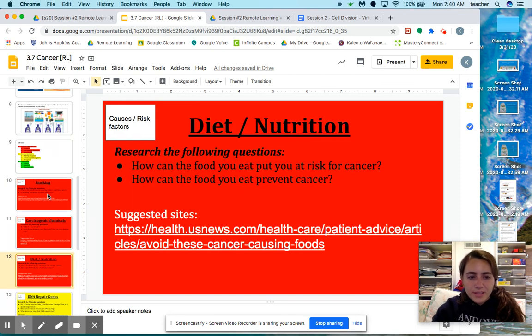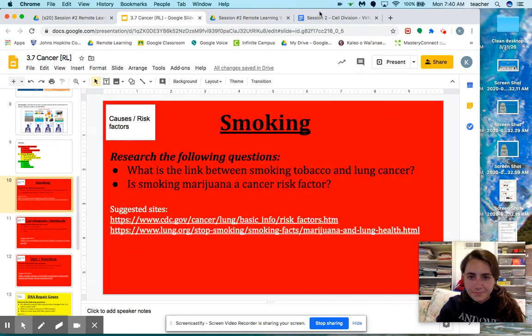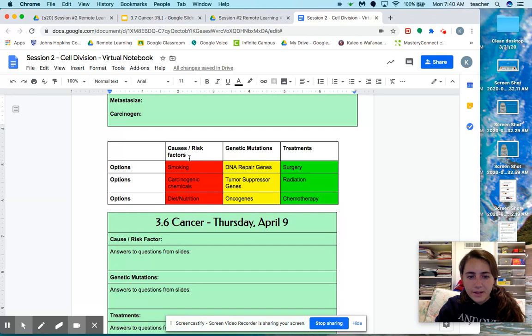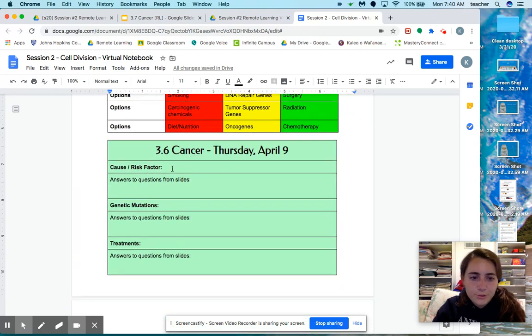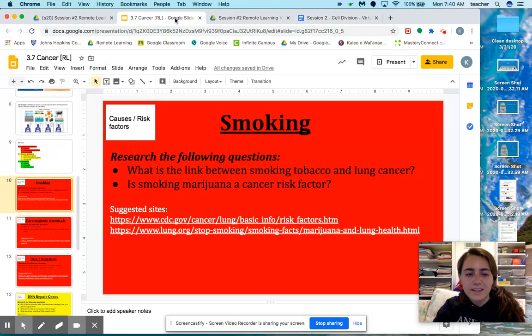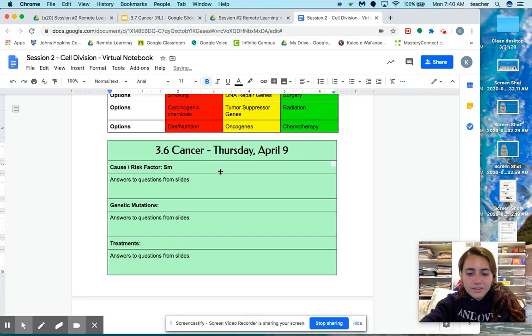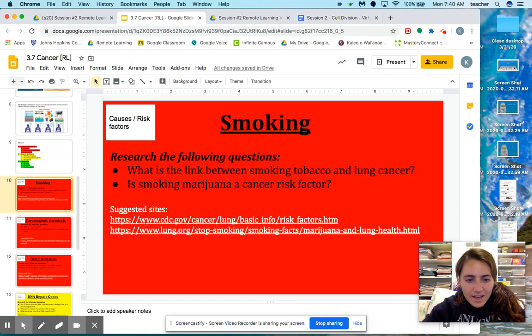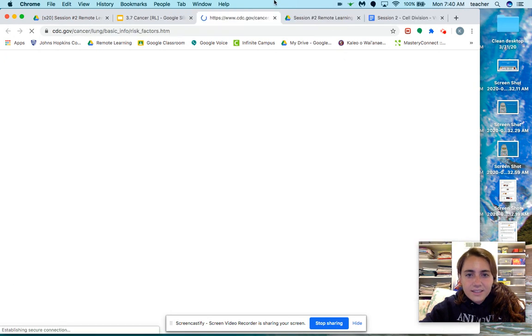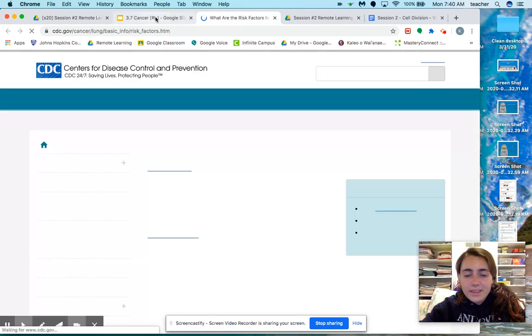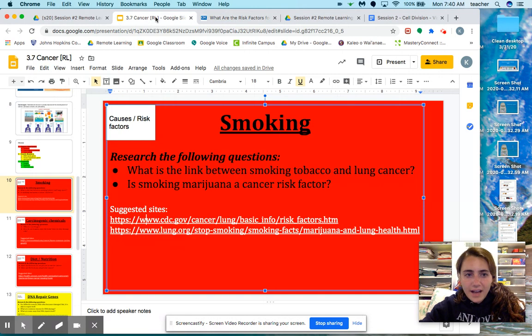And each of those has suggested sites to read and then some questions. Okay? I'm going to go over to this document where you're doing your work. So you'll choose one cause or risk factor. Let's say that I want to read about smoking. So I'm going to write smoking so that my teacher knows the topic when she's reading my answers. And then click on these sites. I shared with you the slides so that you'll have these. Read it, take notes if you like, and then you're going to answer these questions.